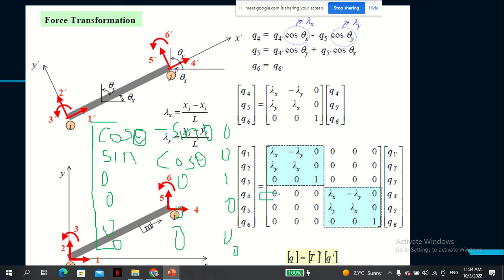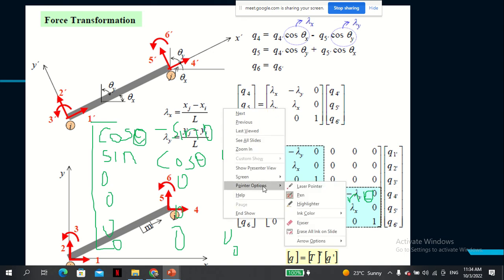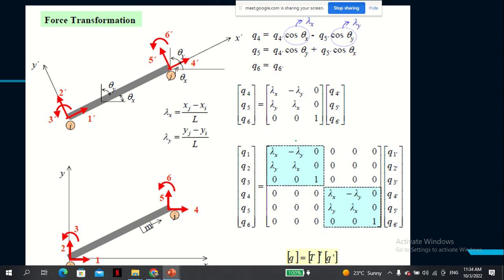And the same here. So cos theta, cos theta, negative sine theta, 0. Okay, it's getting messy, but I hope you get the idea. So I have to erase. So once you know that, that's all. Okay.